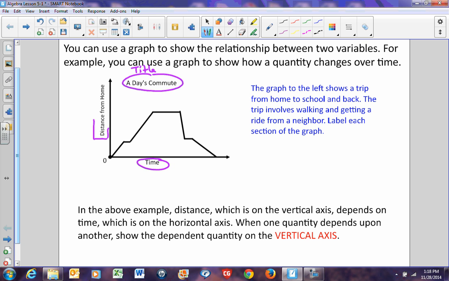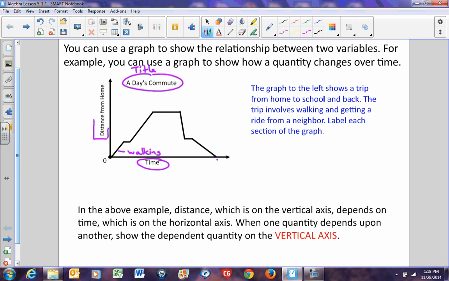We're going to label this. Remember, we're walking and getting a ride to school and home. So that's why our distance from home starts at 0 and it ends at 0, because we started at home, which was 0 feet from home, and we ended back at home, which is also 0 feet from home. All right, so here's my walking part, which is probably the same over here, but we'll talk about that later.